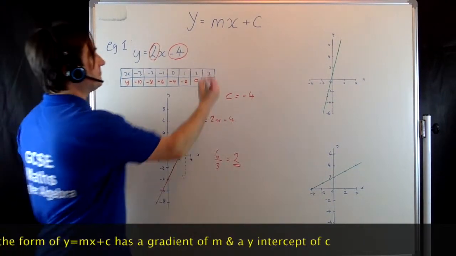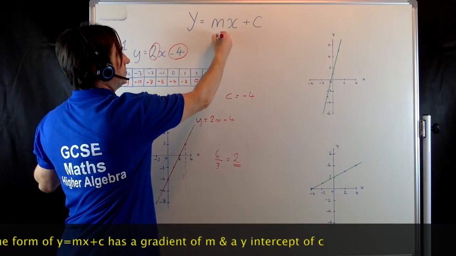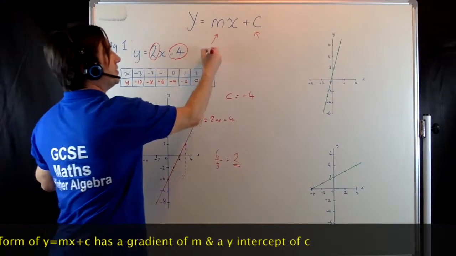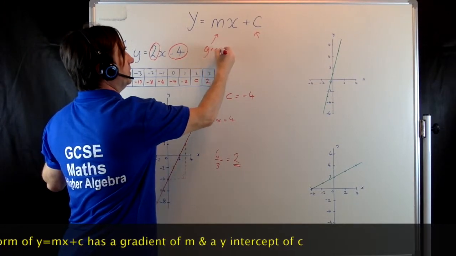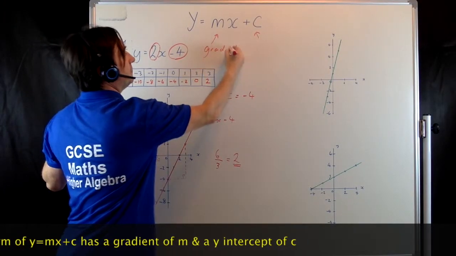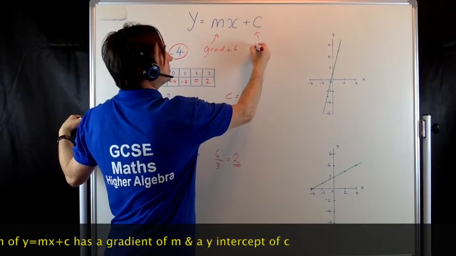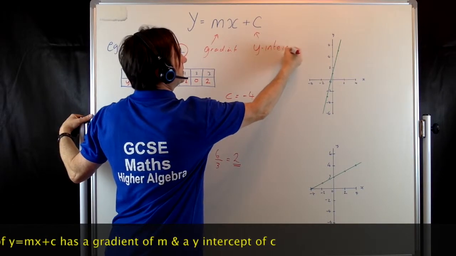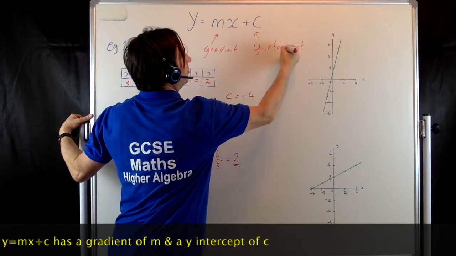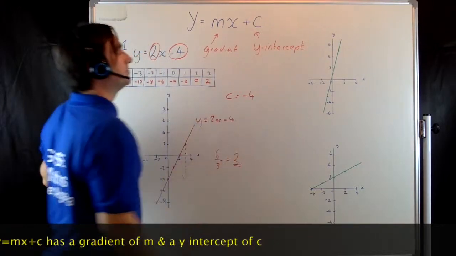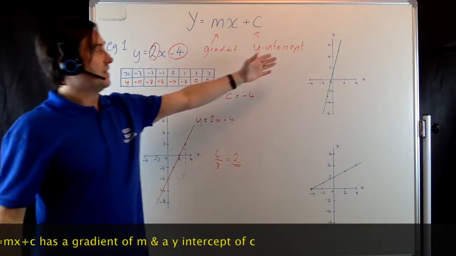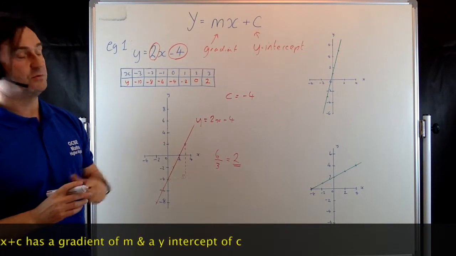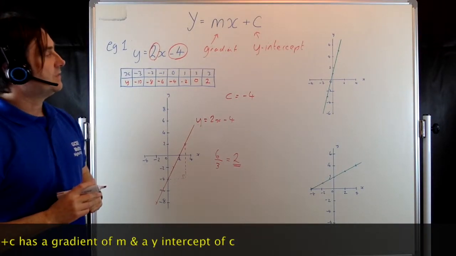So what we get from this is, from our y equals mx plus c, we can see that the m refers to the gradient of the graph, and the c refers to what we call the y-intercept. So let's have a look and see if it works for these two graphs here, these two examples over the other side.